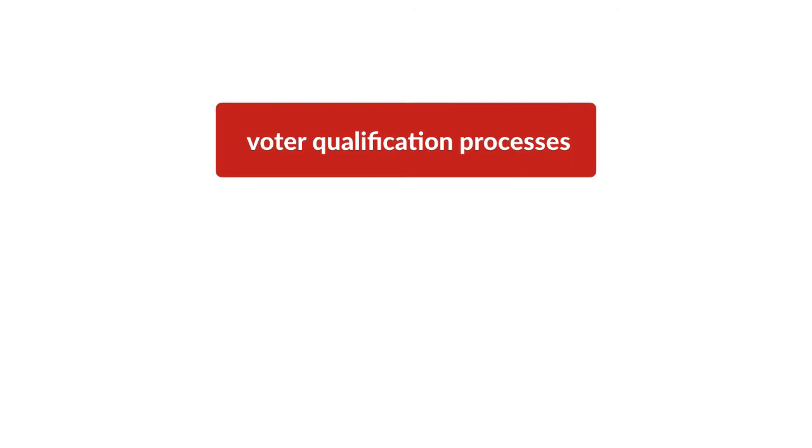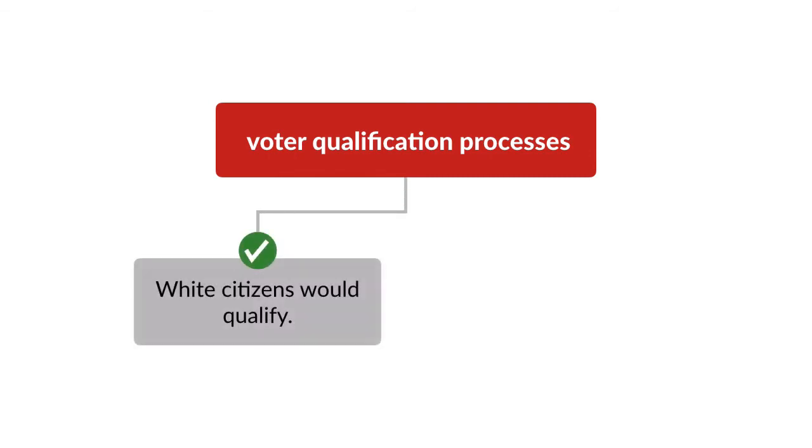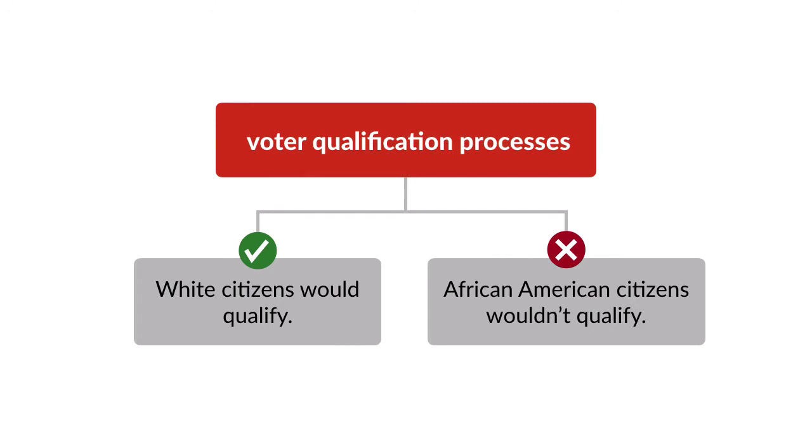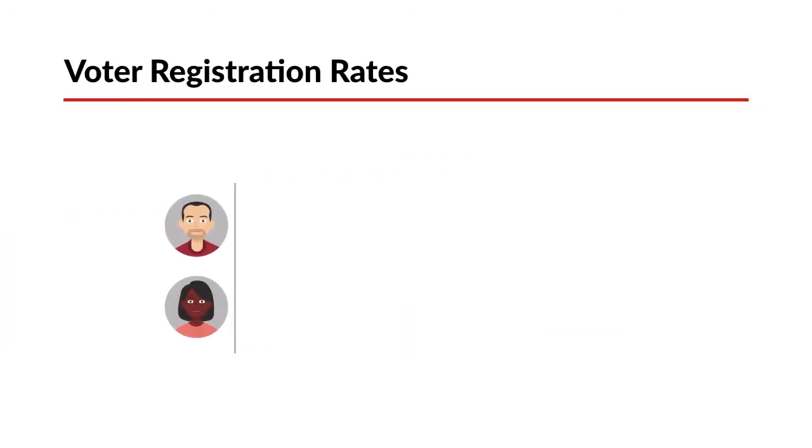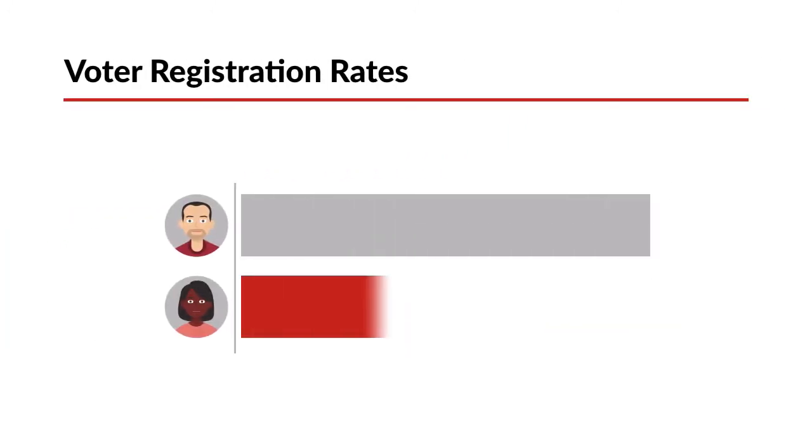constitutional. Before Congress passed the act, several states had employed literacy tests and other processes to qualify voters. These processes were specifically designed so that white citizens would qualify, but African Americans wouldn't. As a result, voter registration rates among African American citizens were roughly 50% lower than registration rates among whites.